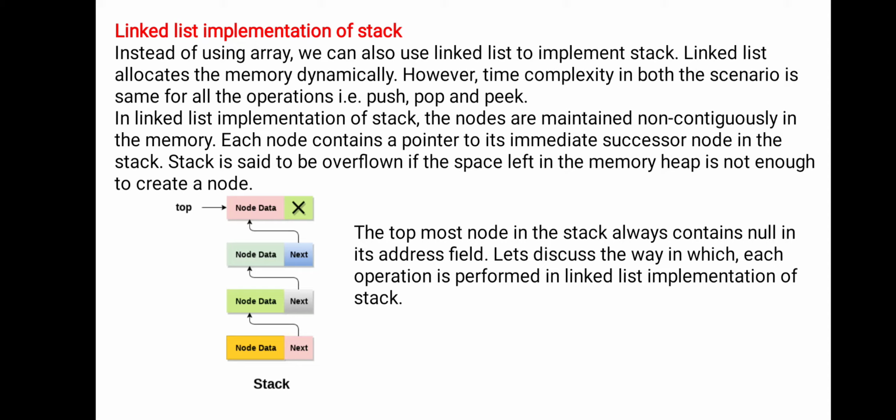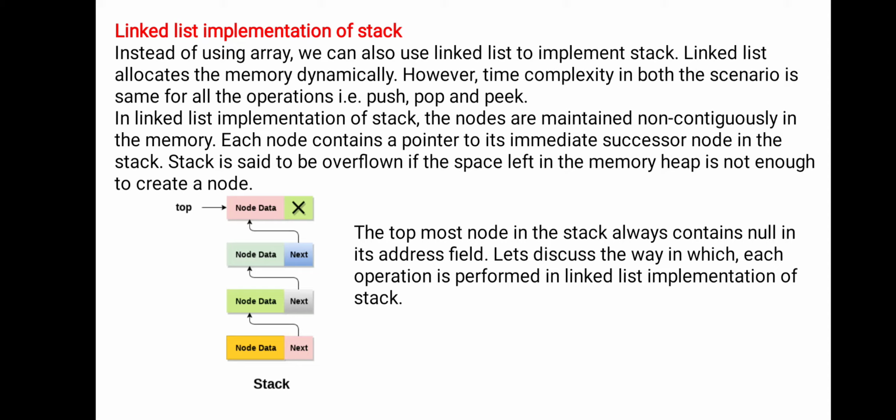Here arrays, stacks, queues and linked lists are linear data structures. Trees and graphs are non-linear data structures. Here we can implement a stack by using an array, and we can also implement a stack by using a linked list. So we completed how to implement a stack by using arrays. Now we can discuss the linked list implementation of stack.